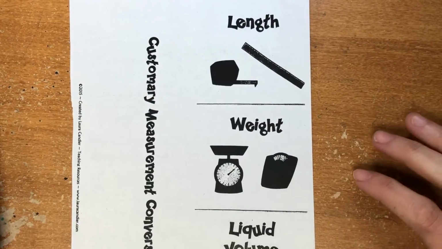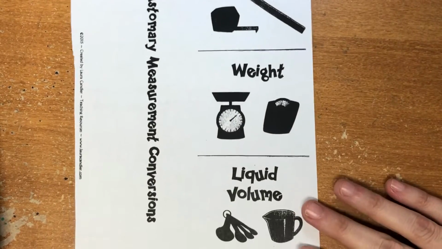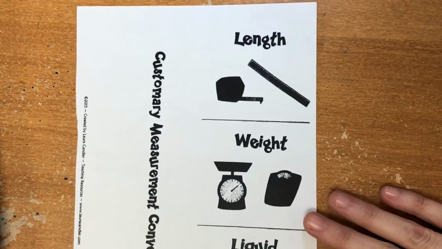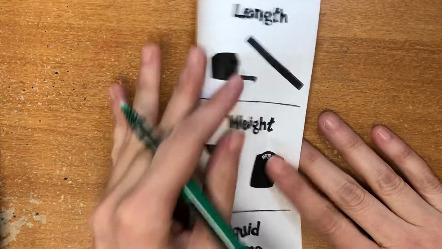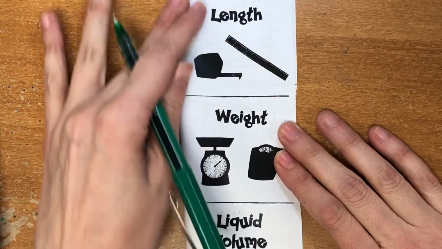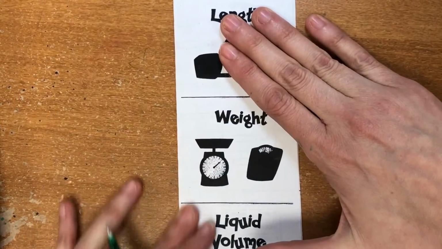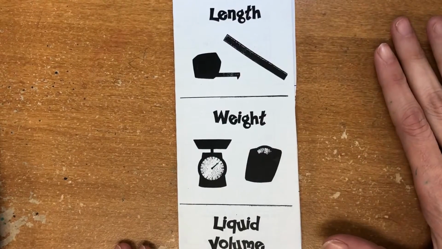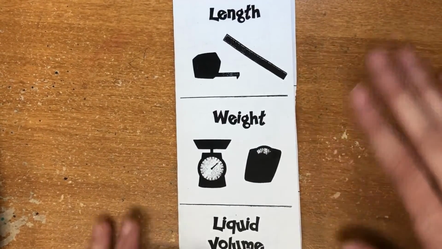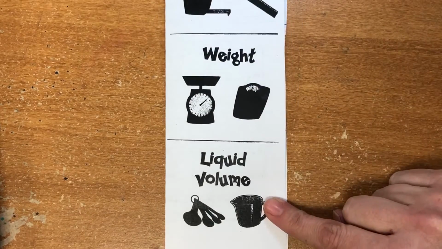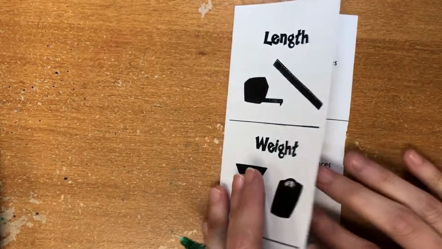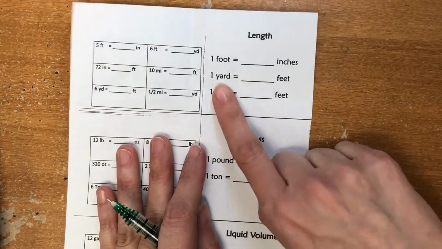All right, so this is going to be customary measurement conversions. This is actually a foldable. So if you take it and you fold it so that you have the pictures on the top, right? So when we're referring to customary conversions, we want to do length, weight, and then liquid volume. So in the inside of this, we need to know what our conversions are.